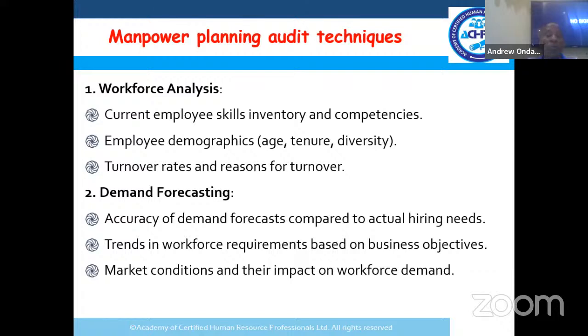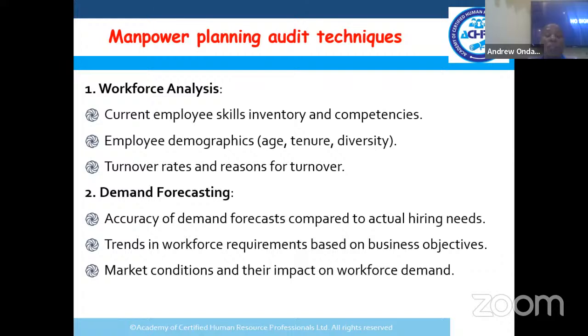So these two can give an indication of where the organization is going. Is there growth in terms of markets, or is there growth in terms of products? Because in each of these, we require more people, because demand forecasting will look at the requirements for labor. And lastly, on that point, there is market conditions. Market conditions here refer to, if I may mention, two things. One, the competition, the level of competition in the market.